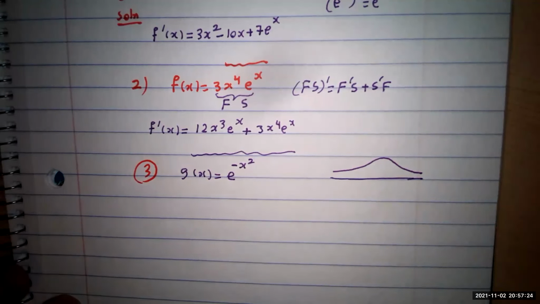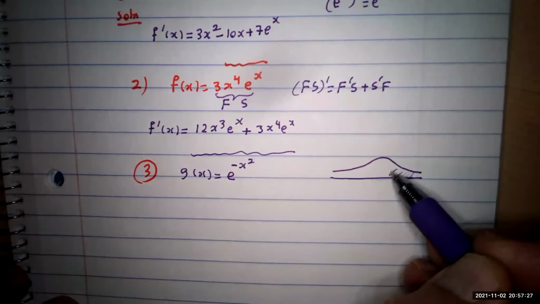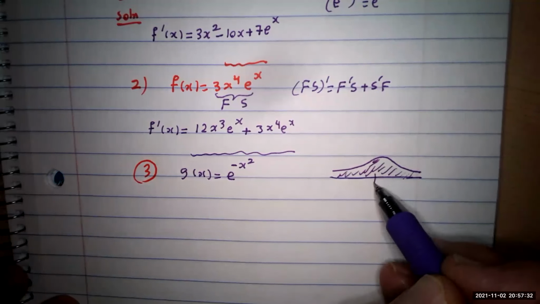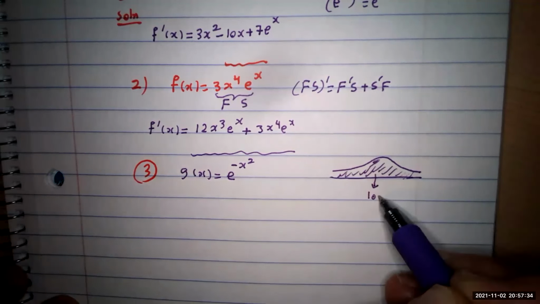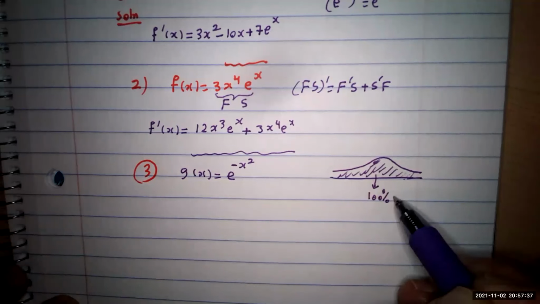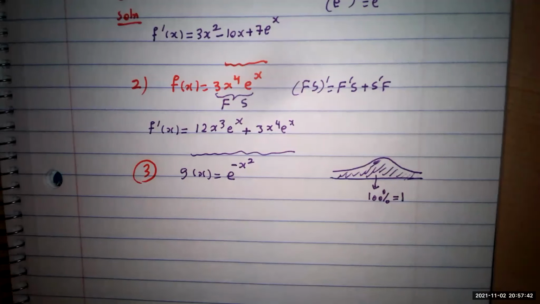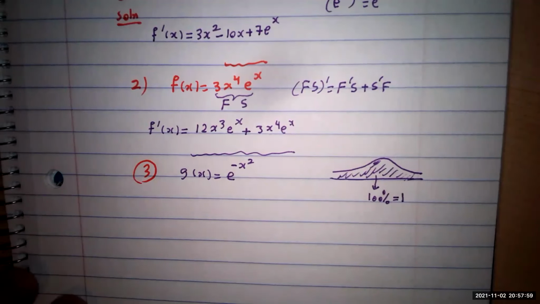They like it in statistics because the area under this curve is equal to 1, or 100%. The total probability that you can have is 100%, so they use this one quite a lot in statistics. In calculus we do the job, but in statistics they just use a table. That's why this is a popular function.